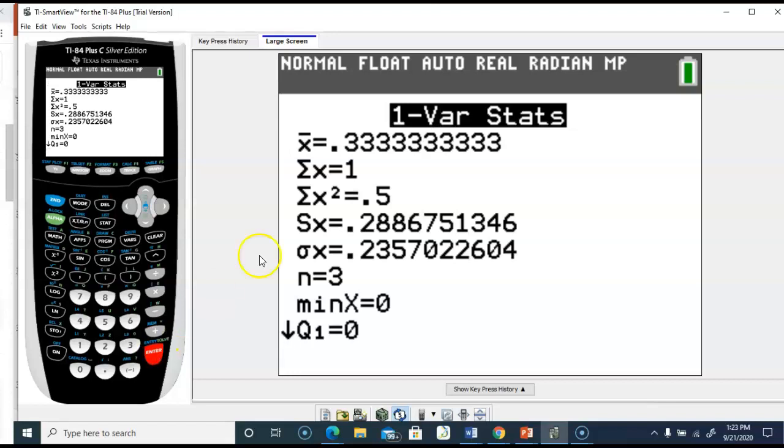Okay, remember that I wanted the sum of that column. So I'm going to go right here. That's the sum of my column. So the sum of that column is 1. And that's what my mean is going to be for the probability distribution.